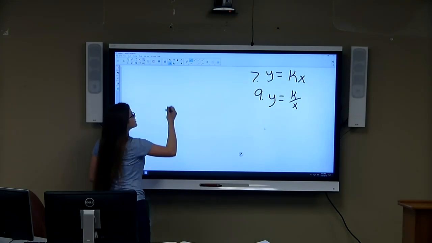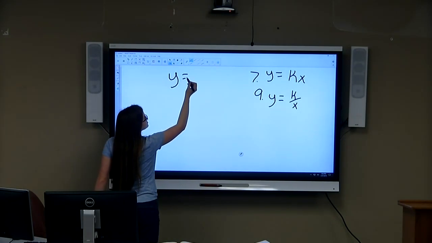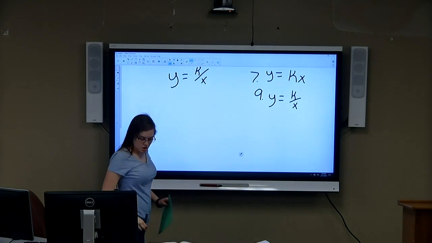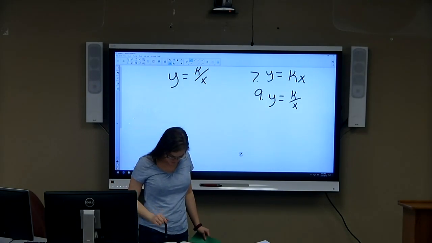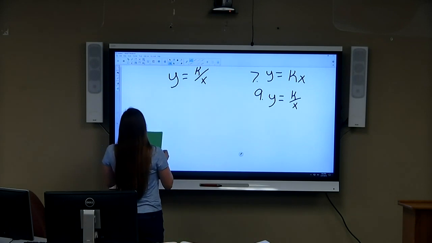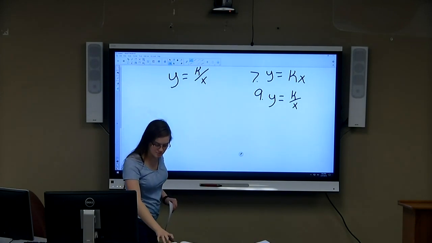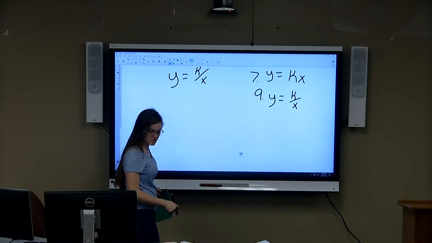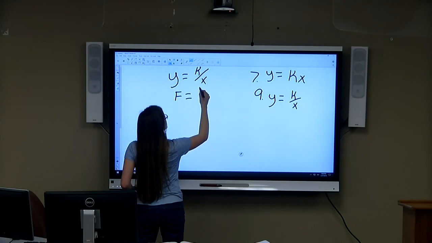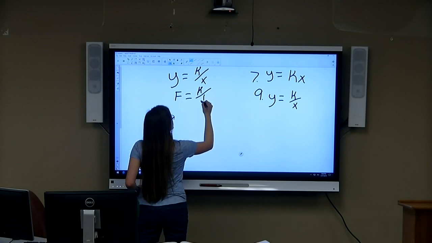All right, so this time we're going to start out with y equals K divided by x. This problem says F varies inversely with d squared. F equals 10 when d equals 5. So let's plug in our F and d. That's going to be F equals K over d squared.